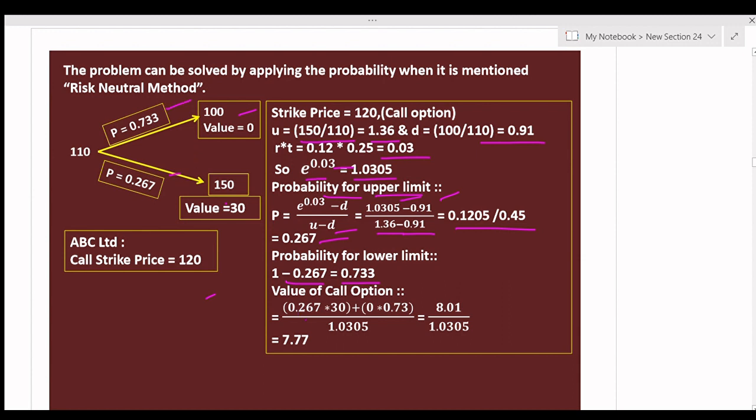Now the value of the call option is equal to 0.267 into 30. 0.267 is the probability, into 30 is the value of the option, plus 0 into 0.73, divided by 1.0305 is equal to 8.03 divided by 1.0305 is equal to 7.77.